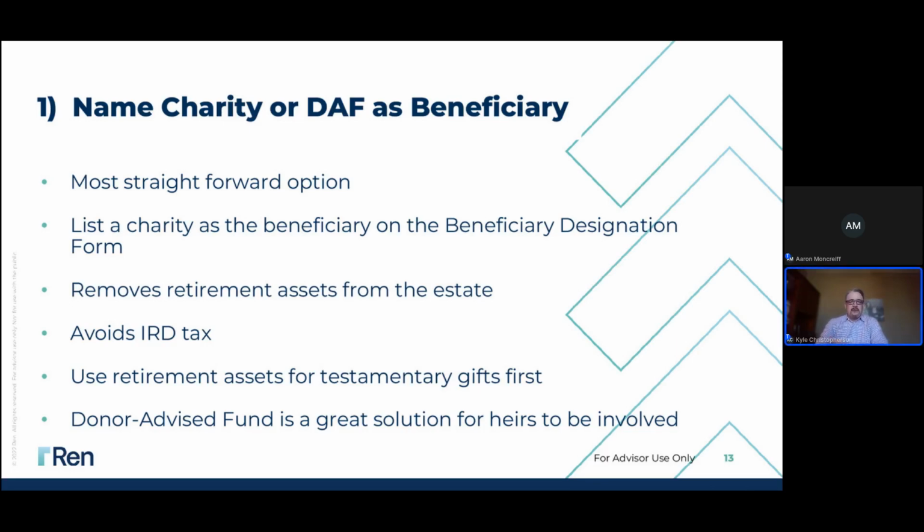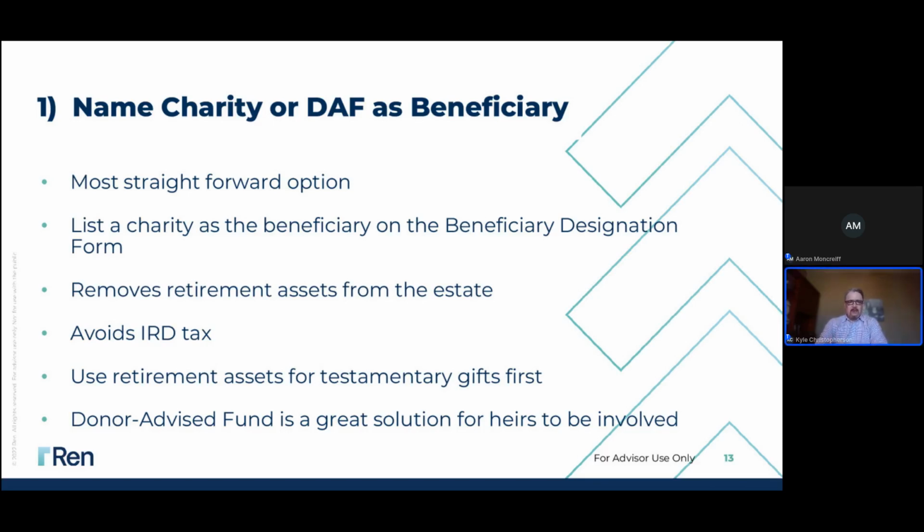This is the way that you can get this IRD asset over to charity and remove that asset from the estate entirely. So you're going to avoid the estate tax associated with that asset. You're going to avoid any IRD tax associated with that asset, because ultimately those assets are going to a tax exempt entity. It's not required to pay IRD tax, and it also provides a dollar for dollar deduction against that IRA.